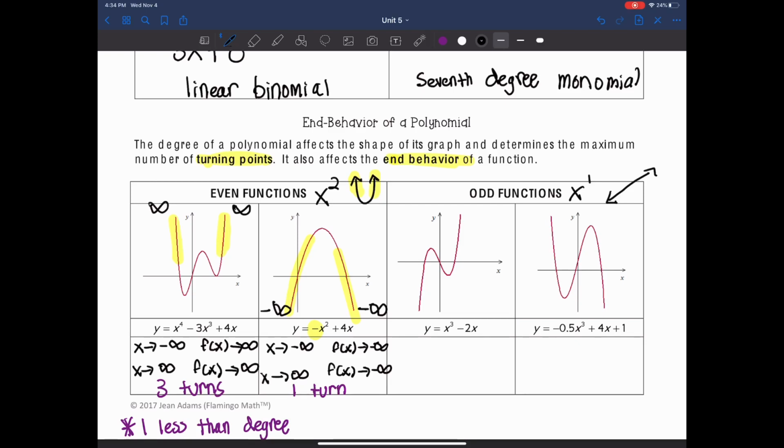This is true for all odd functions. As long as you have a positive leading coefficient, your graph is going to be going down on the left-hand side and up on the right-hand side. This holds true for every single odd function.